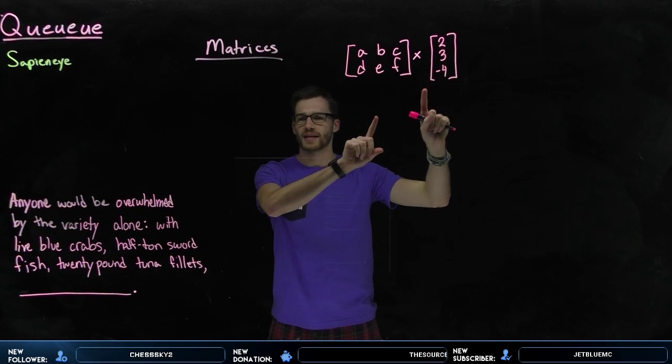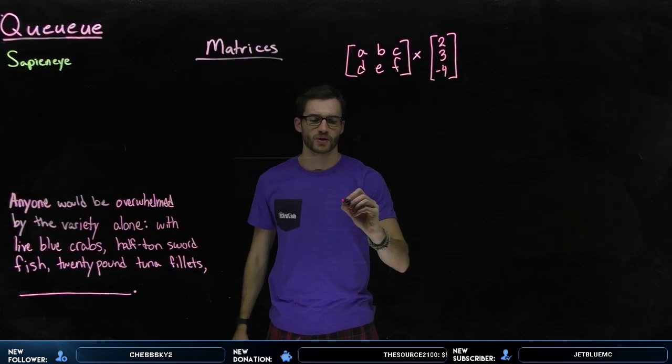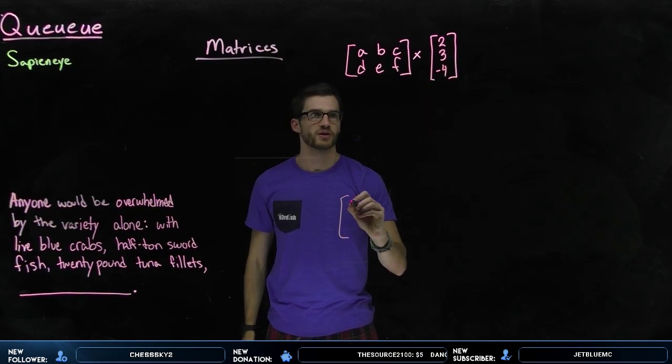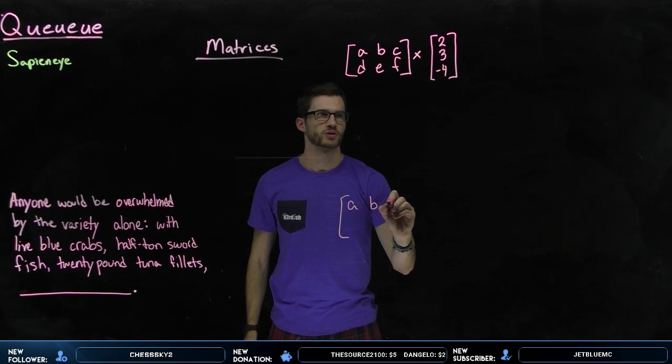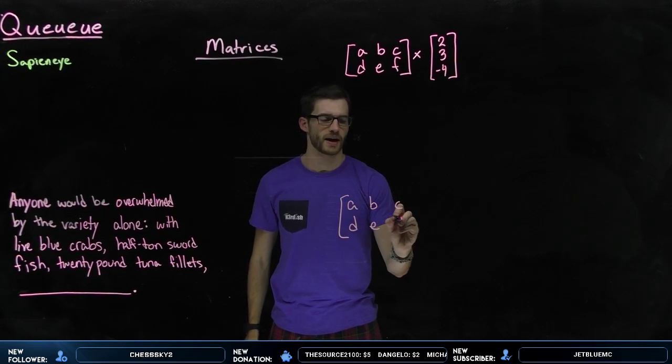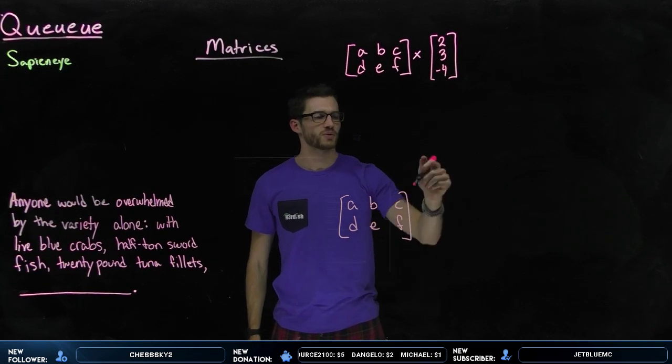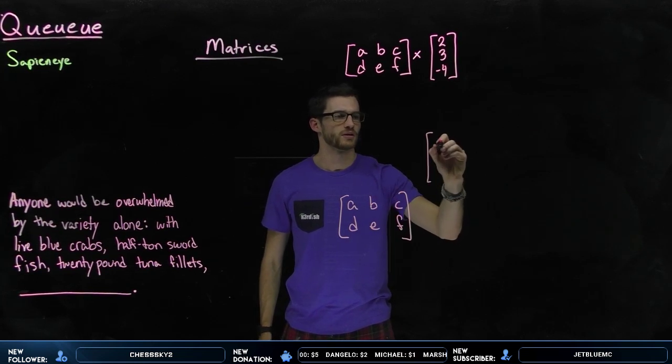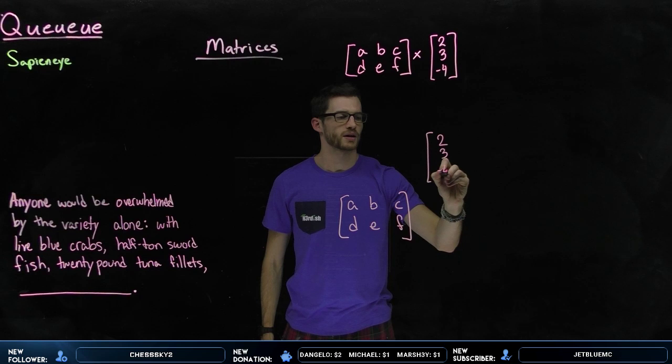The way I like to set these up to make it visual, I think works super well. So you put the first one here in, I guess, a normal spot. So A, B, C, D, E, F. And then you take the second one and you put it here. 2, 3, negative 4.